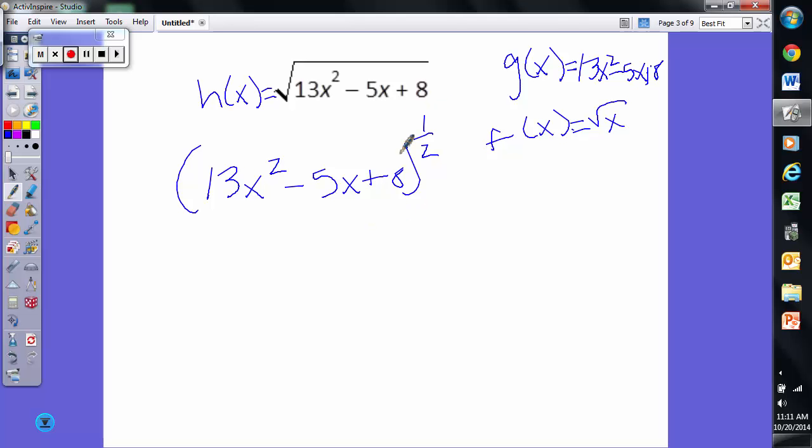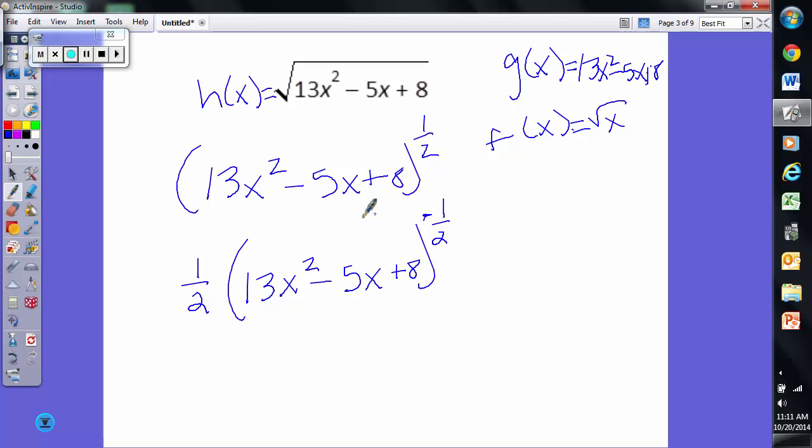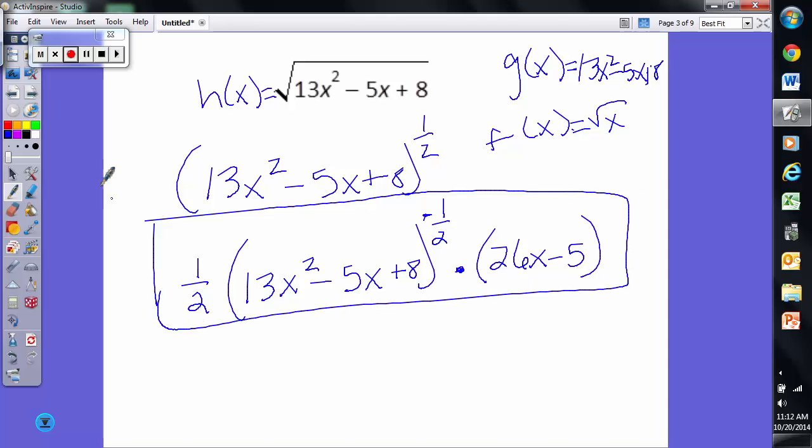If I had given you this problem last week, you would have said, oh, the derivative is 1/2 times (13x squared minus 5x plus 8) to the negative 1/2, which is true, except now you have a function within a function, so you have to multiply by the derivative of the inside. So again, the derivative of the outside, leave the inside alone, times derivative of the inside. And you can distribute all that and do all that messiness, but this is the bottom line. This is what you have to do for the chain rule.